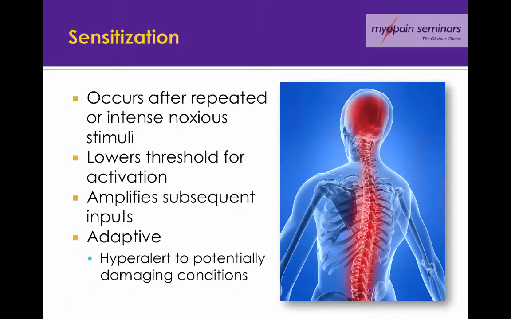So this slide summarizes the mechanisms and the consequences. It occurs after repeated or intense noxious stimuli. It lowers the thresholds for activation. It amplifies subsequent inputs, and it is adaptive.